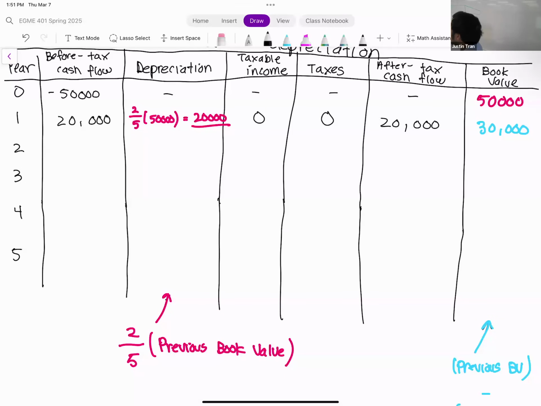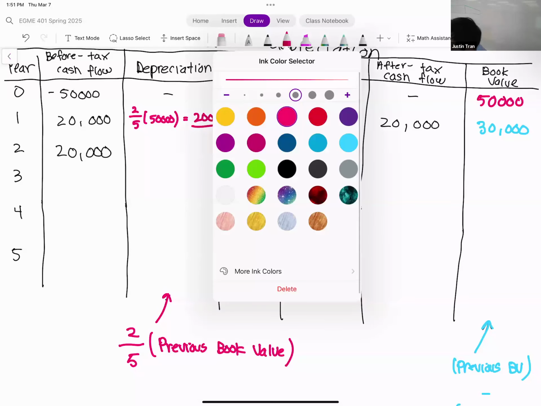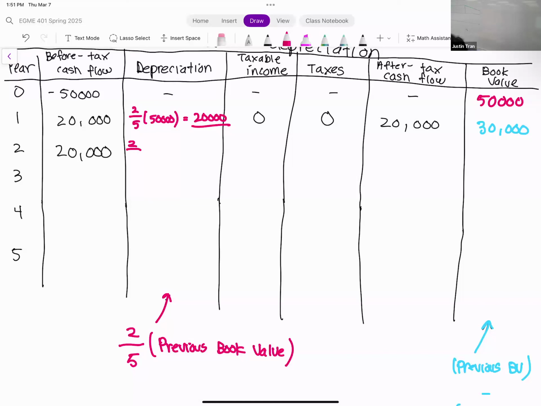Any questions on how we got all the numbers in that row there? All right. So let's go ahead and continue for the next row. Our before tax cash flow is the same as before, so it's going to be 20,000. Our depreciation is going to change though, because our book value has changed. And so just like we did before, we're going to take 2/5 and multiply it by the previous book value, but now the previous book value is 30,000. So we're going to do 2/5 of 30,000, which is 12,000.